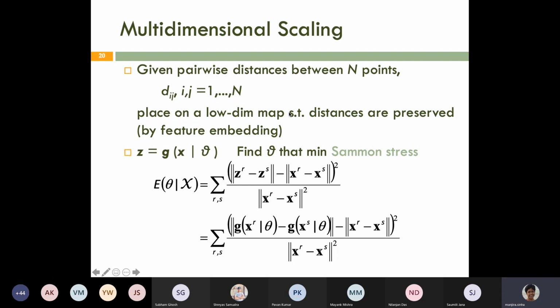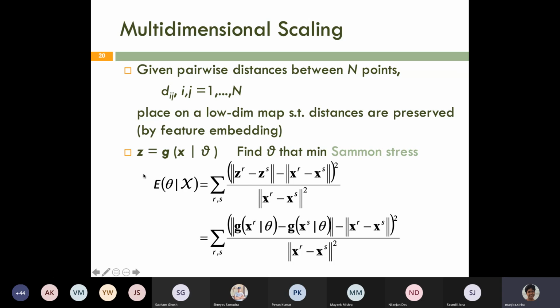So typically we do it by feature embedding, but in multidimensional scaling, a method is used which is called Sammon mapping. Sammon mapping is basically developed upon the Sammon stress or the Sammon cost function, which is used in the multidimensional scaling method.